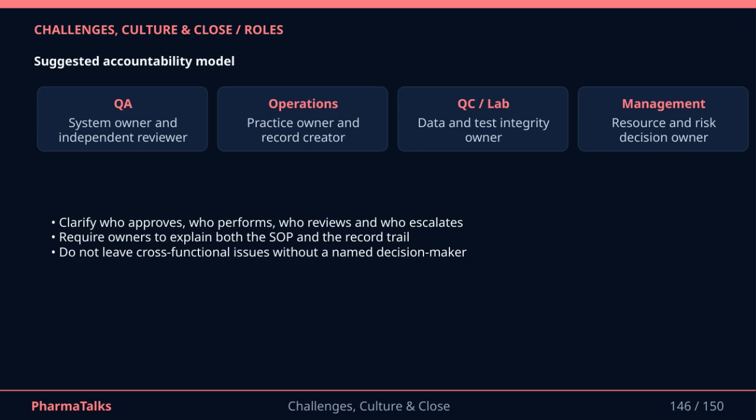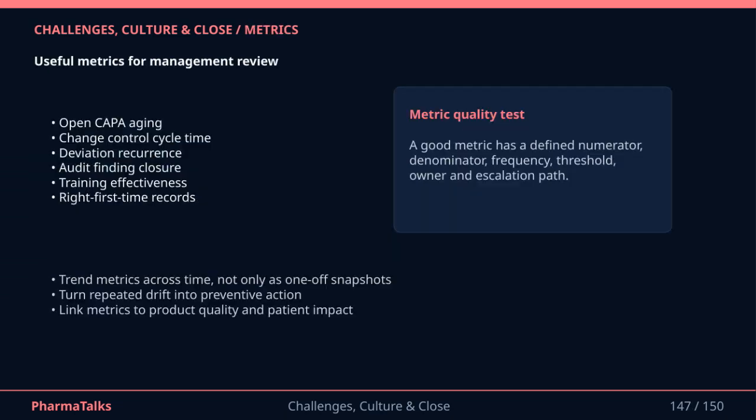Finally, it's essential not to leave any cross-functional issues without a named decision maker. Every challenge must have someone accountable for resolution to foster a strong culture of responsibility. This model helps us build that culture while closing critical gaps. Now, let's discuss some useful metrics for management review that help us track performance and ensure continuous improvement.